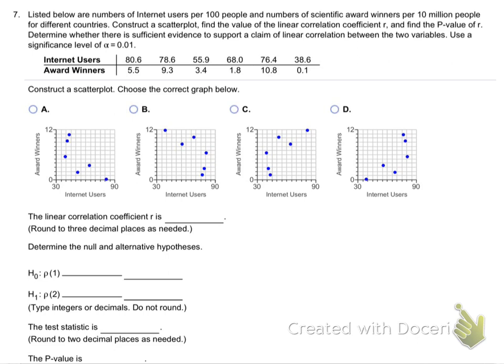Do you think there's a relationship there? Do you think countries that use the internet more also might win more science awards? And vice versa, countries that use the internet less might win fewer science awards?